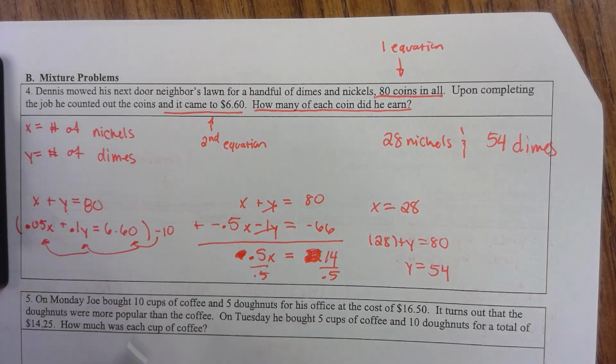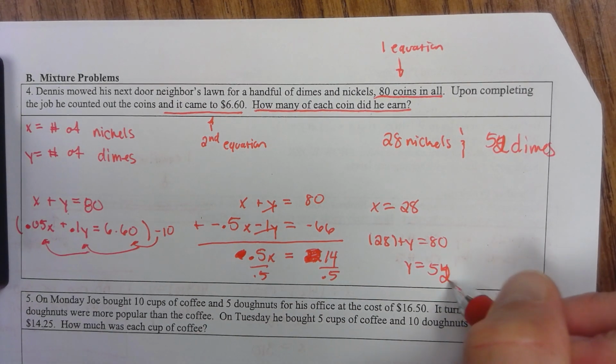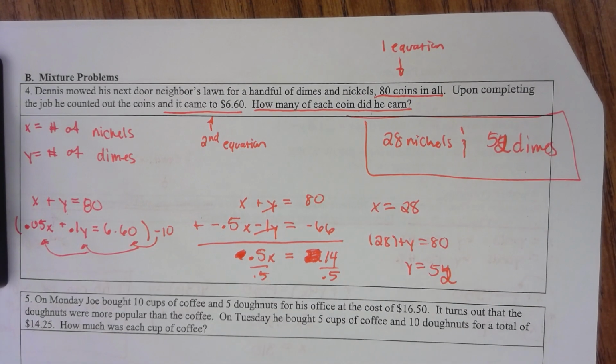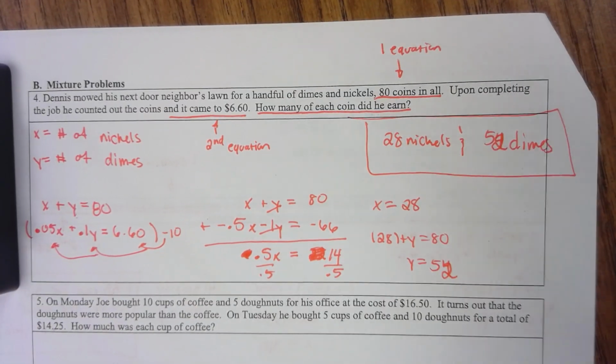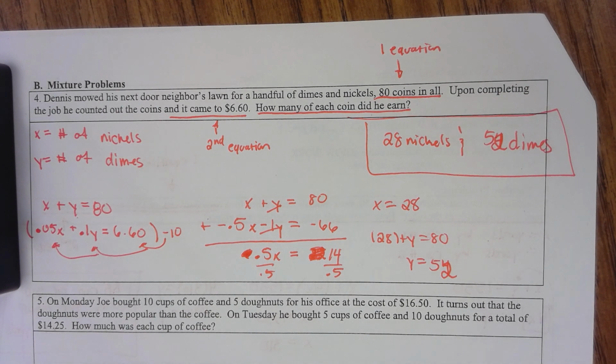You're right, I did 26 instead of 28, so it's 52. It's a good reminder of why we should be using pencil when we do math, not pen. I'm making mistakes. You're going to make mistakes. It happens.